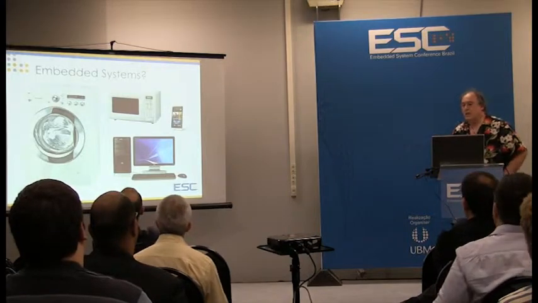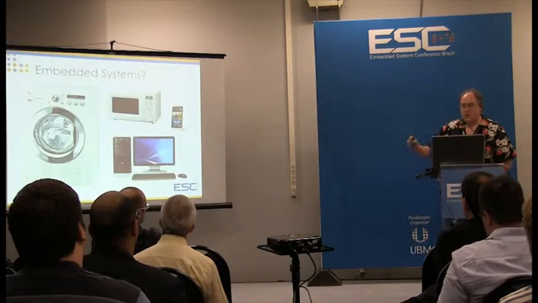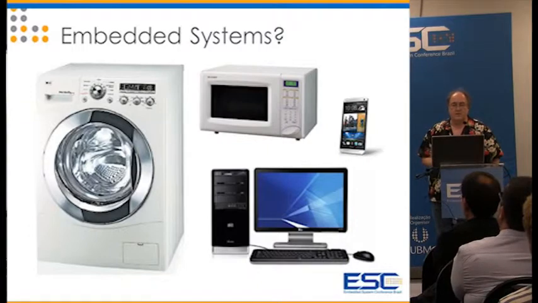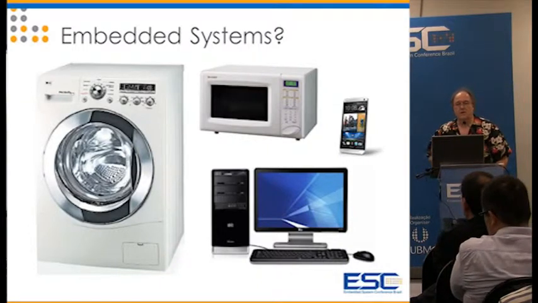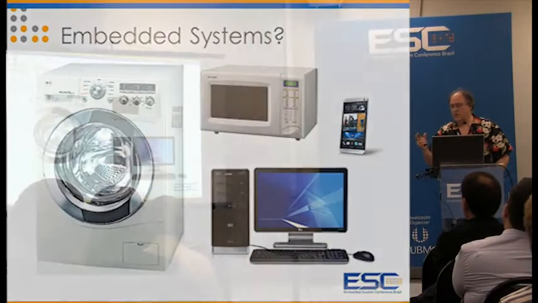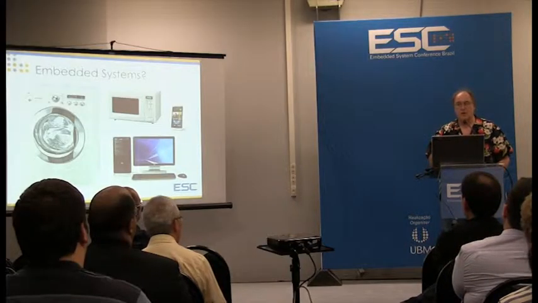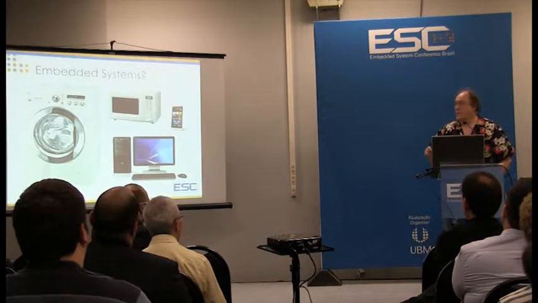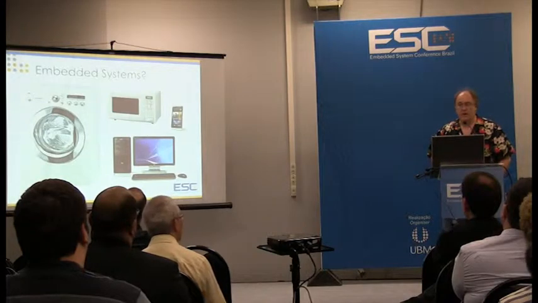So bearing that in mind, a lot of people would say, oh, the dishwasher and the microwave, those are embedded systems. And I would say, no, they're not. The dishwasher is a dishwasher. Inside that dishwasher is a control system. It could be clockwork. It could be microcontroller based. That's the embedded system. The microwave is just the microwave. The embedded system is the control system inside.